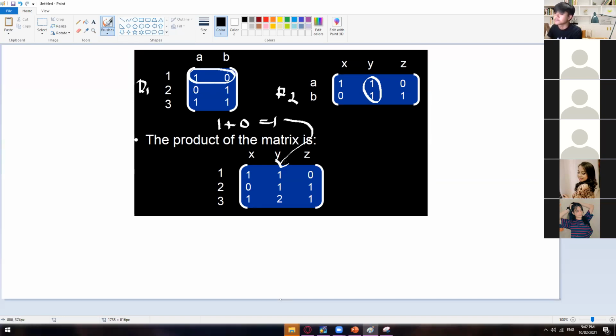All right. And for the last one, 1 times 0, row times column, rather. So 1 times 0 is 0, and then 0 times 1 is 0. So that is why you have 0 here.